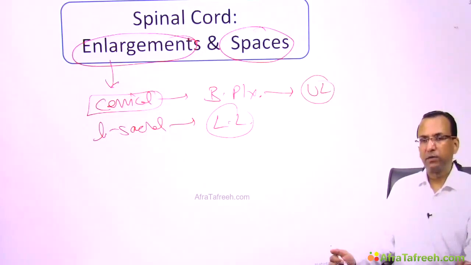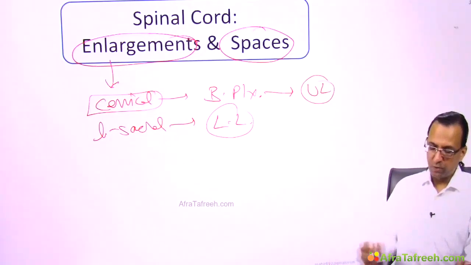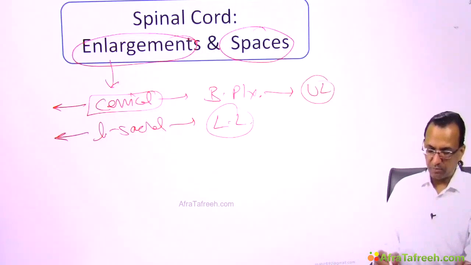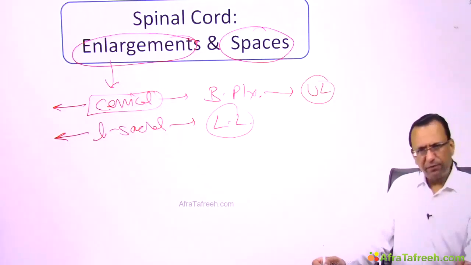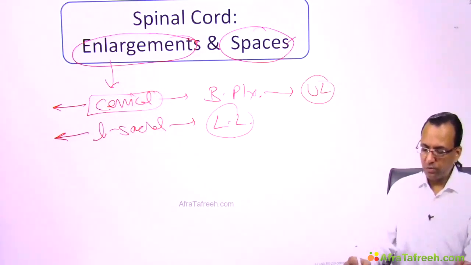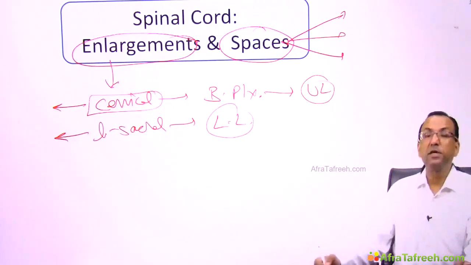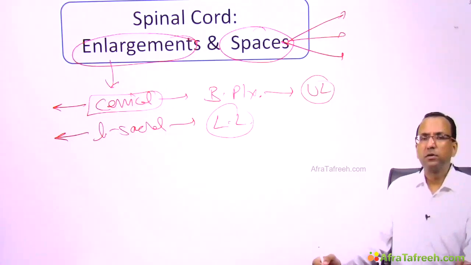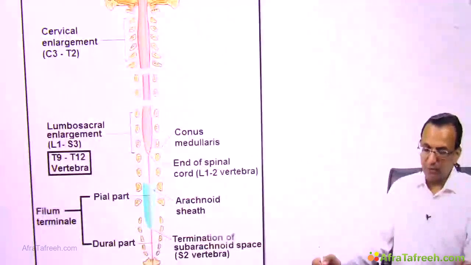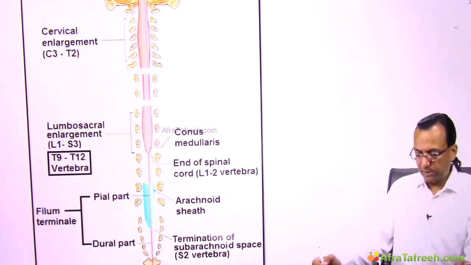And what are the root values? Root values of cervical enlargement and lumbosacral enlargement? Yes, that we'll find out. But also we'll find out about spaces. What spaces? The epidural space, subdural space, subarachnoid space. Okay, so what is the first thing? The first thing is the enlargements.